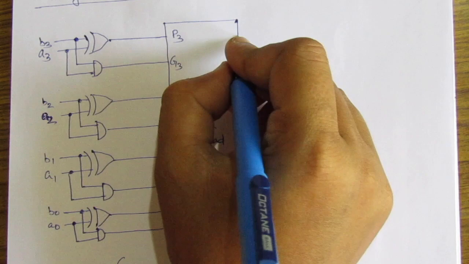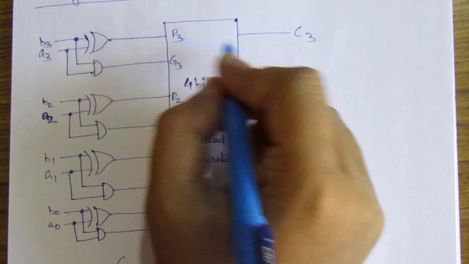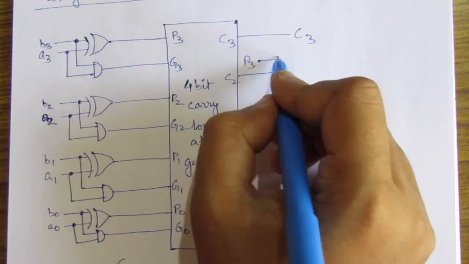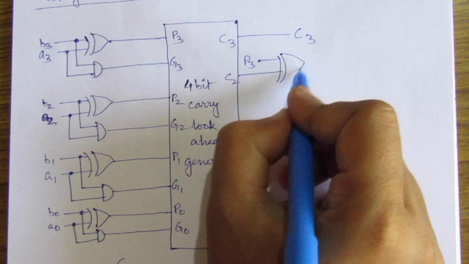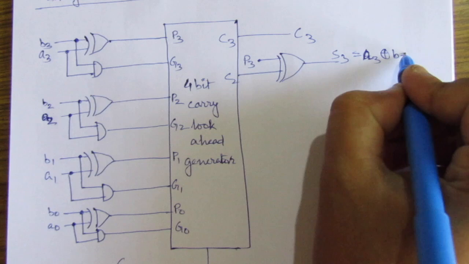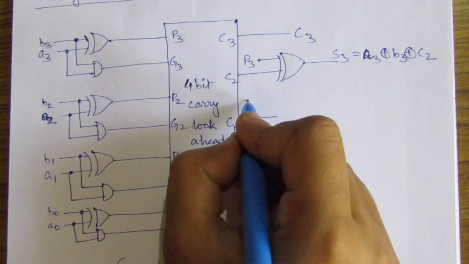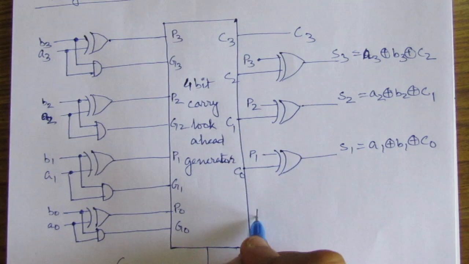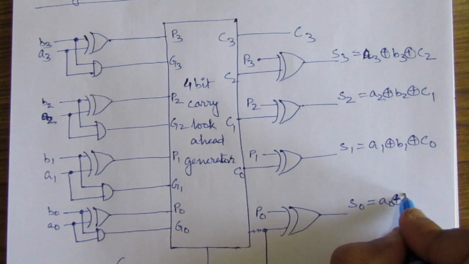C3, this P3 will get here, P3 XOR C2, C3, here we do an XOR operation, we get S3 equal to A3 XOR B3 XOR C2. This is the block diagram of the carry-lookahead generator.